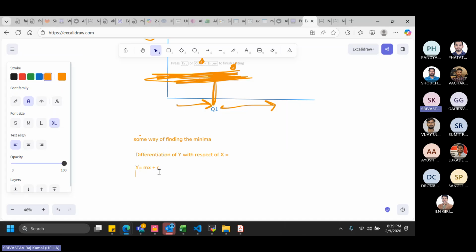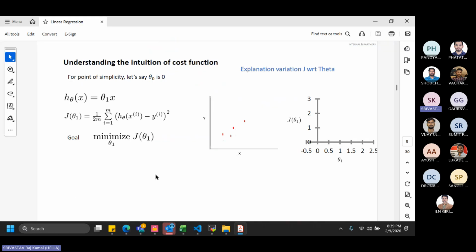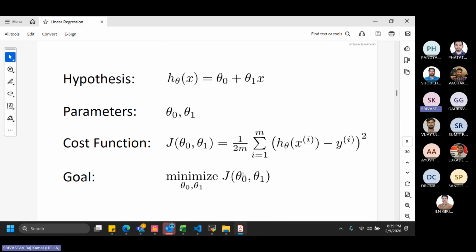So the differentiation of intercepts is always zero. dy by dx, the differentiation of mx, x will go away, will always be m. So m is what? m would be your theta 1. So what we want is our differentiation equal to 0. When you differentiate something to 0, it means you want that theta 1 to be closer to the minima, and this is how you will get the best theta 0, theta 1, in this case theta 1.